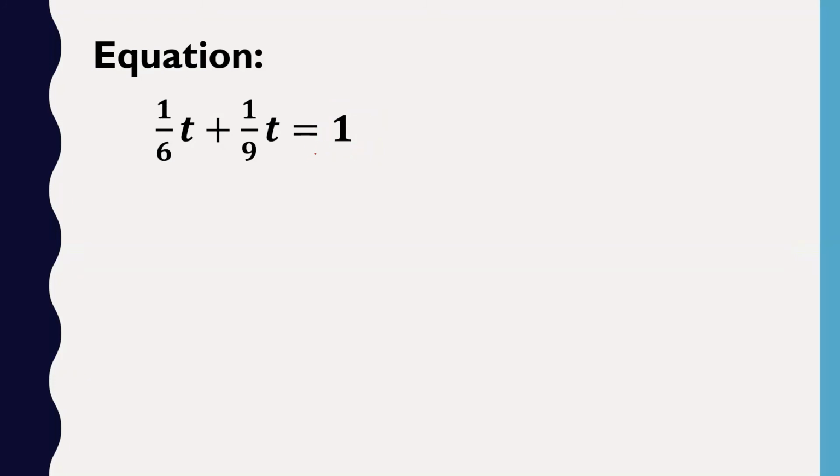Therefore, in order for us to solve the equation, we will first multiply this here and this one here. So let's start with t times 1, that is t over 6, plus t times 1, t over 9, is equal to 1. In order for us to solve for rational equation, we have to look for the LCD so that we can multiply it to both sides to eliminate the rational expression.